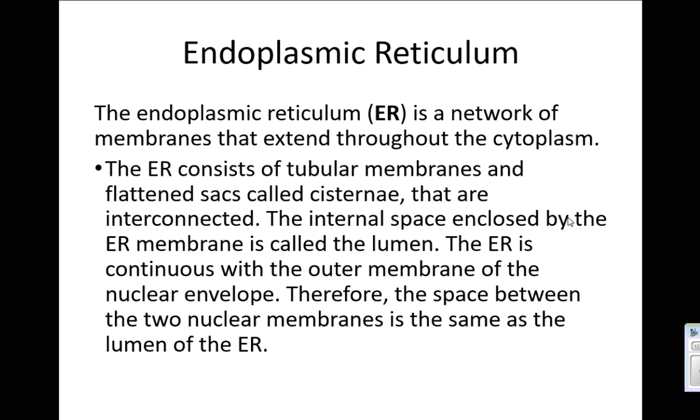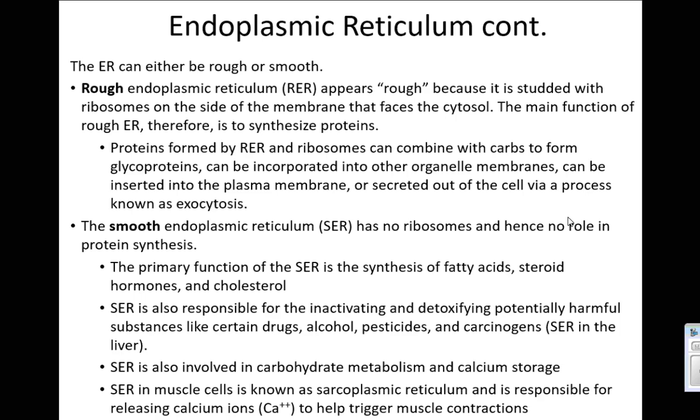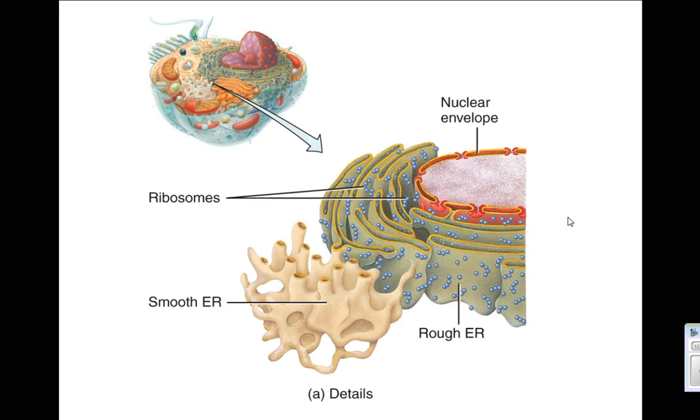The ER is continuous with the outer membrane of the nuclear envelope, therefore the space between the two nuclear membranes is the same as the lumen of the ER. There are two different forms of ER, smooth and rough, which are named because of their appearance. Rough looks rough, smooth looks smooth. You can see that really nicely here on the next page where we're showing off both rough and smooth.